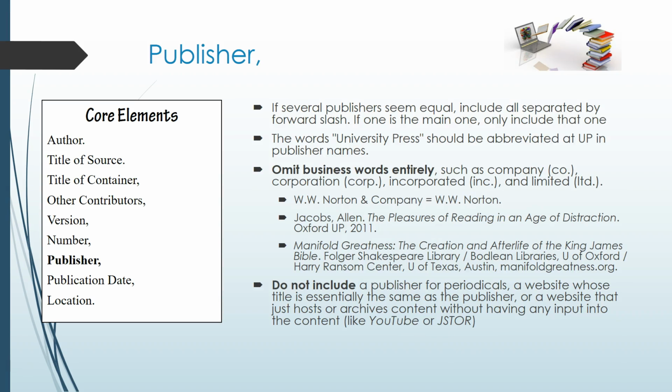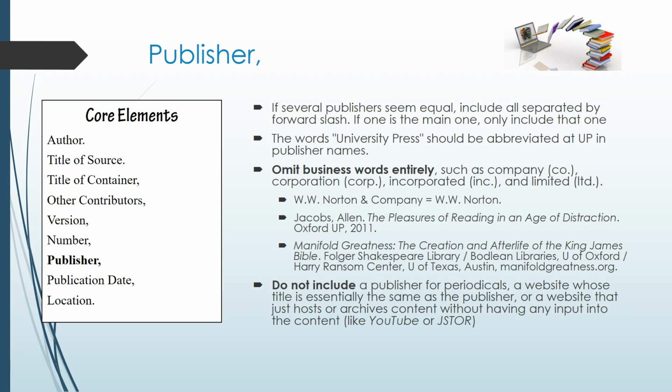The publisher of your source is the organization primarily responsible for producing the source or making it available to the public. If there are two or more listed and they seem to have contributed equally, include all of them, separating the names with a slash. However, if it seems that one of the organizations was more responsible, then just cite that one by itself. The words University Press should be abbreviated as UP in publisher names. Omit business words entirely, such as company, corporation, incorporated, and limited. Therefore, the publishing company W.W. Norton and Company is listed as W.W. Norton.